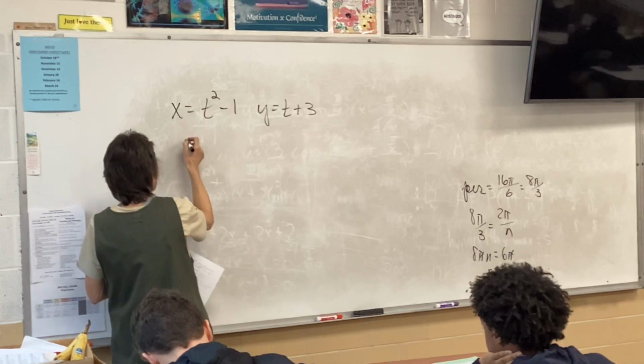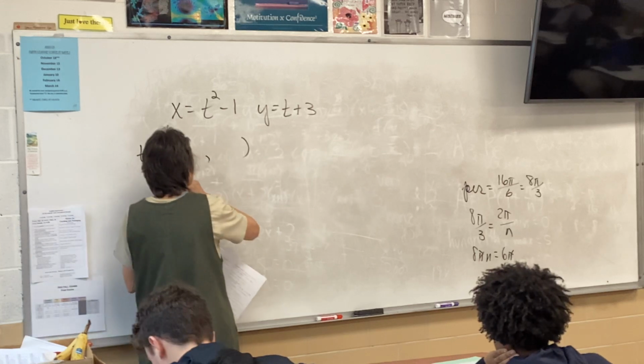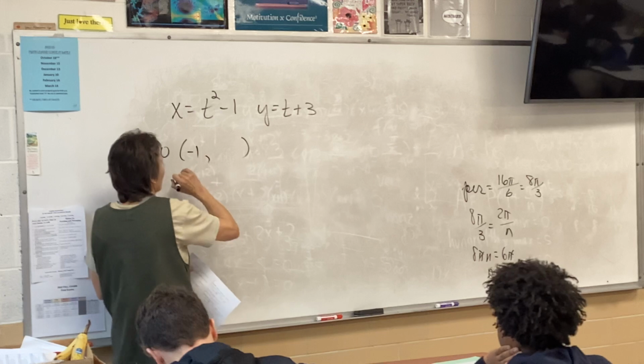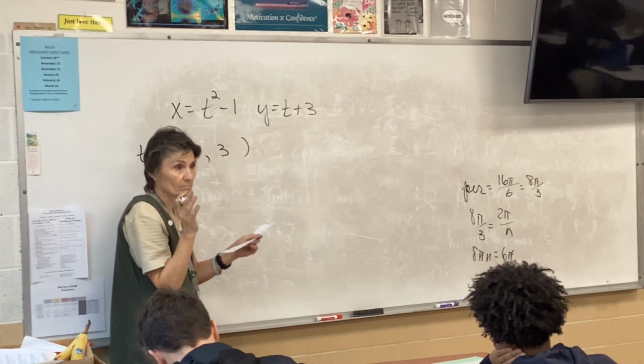And somewhere there's a point where t is 0. Well, that's pretty easy. If t is 0, my x is -1 and my y is 3. Right? That's pretty easy.